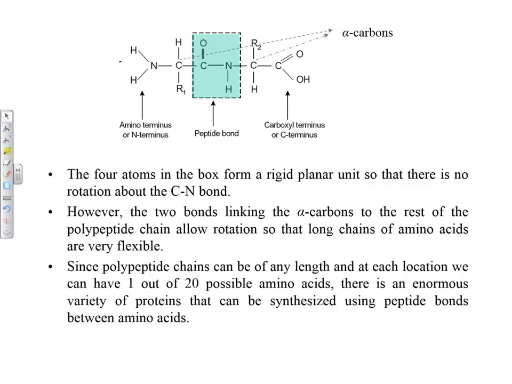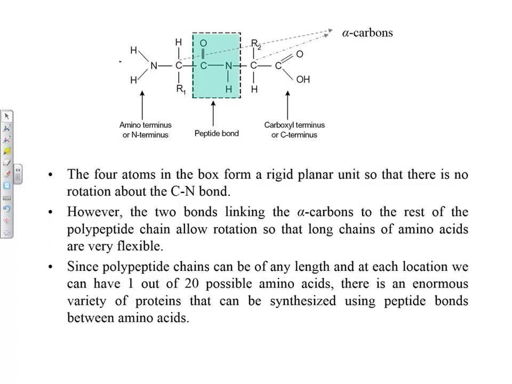Right, and this is the same picture that is repeated here. Amino terminus on one side, carboxyl terminus on the other, and then there is this peptide bond. These two Cs are the two alpha carbons coming from the two amino acids that we have linked together. Now the four atoms inside this block, the C, N, O, and H, form a rigid planar unit so that there is no rotation about the carbon-nitrogen bond. That's just the way it is. You cannot rotate this carbon and nitrogen relative to each other.